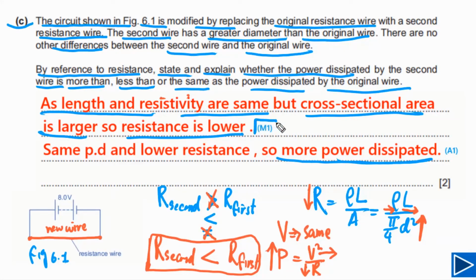And this is M mark, meaning it has to be in your answer. Same potential difference across the wire and lower resistance, so power dissipated is greater.